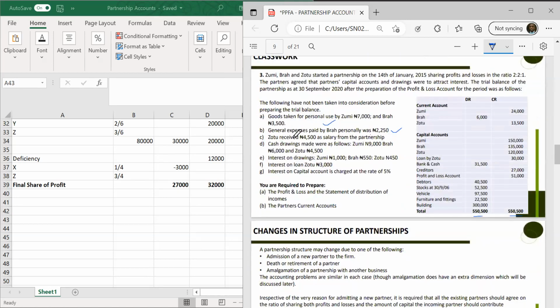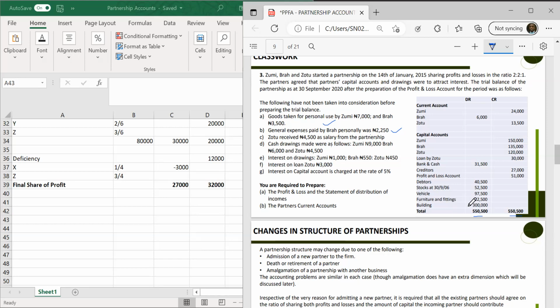Zotu received 4,500 naira as salary from the partnership. Cash drawings were as follows. Interest on drawings were this, and interest on Zotu is this. Interest on capital is charged at the rate of 5%. You are required to prepare the profit and loss and the statement of the distribution of income. So first of all, we'll do the profit and loss.